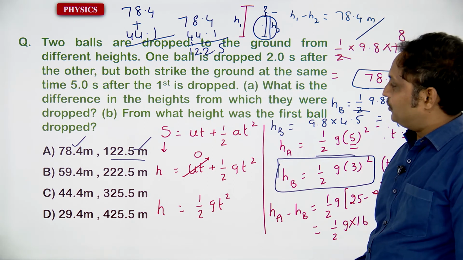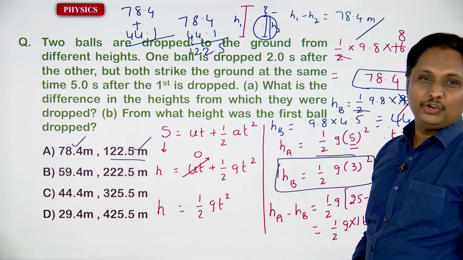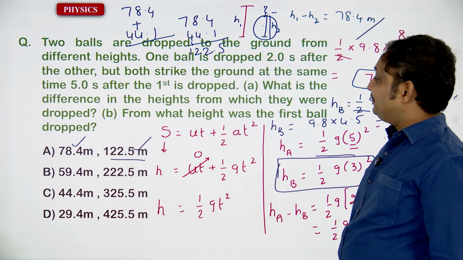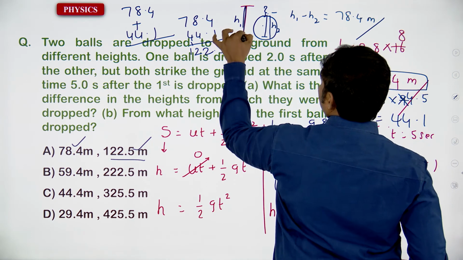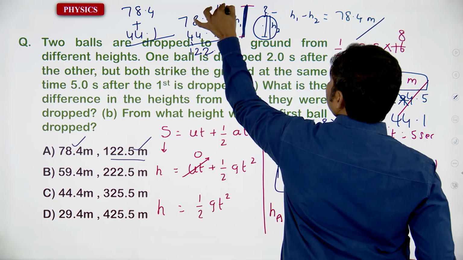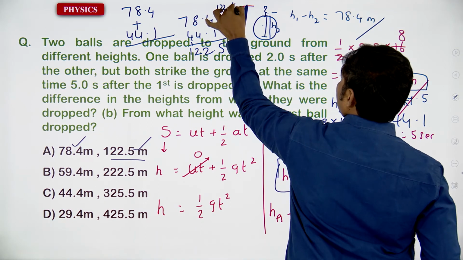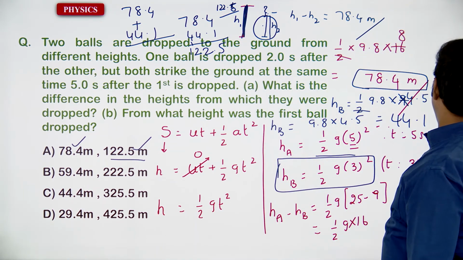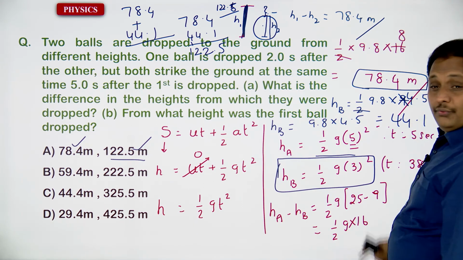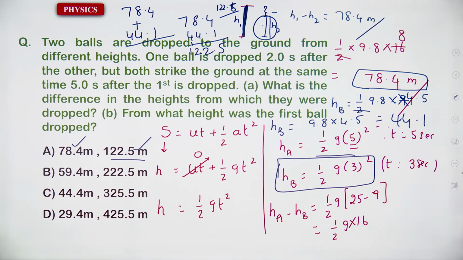Okay, the first one is going to be the correct answer. The difference of height is going to be 78.4, and from that 122.5. Just you have to get this one. If you want, you can take a screenshot also. It's very useful for you.